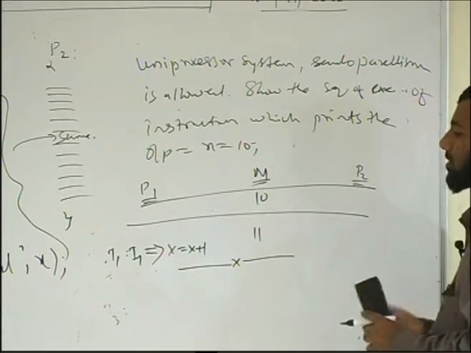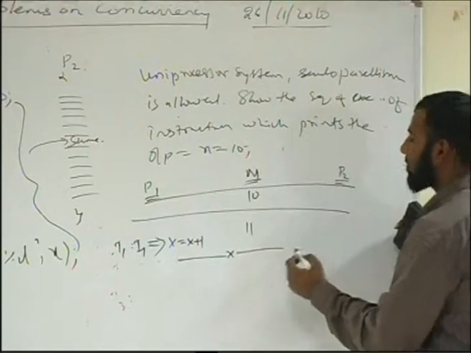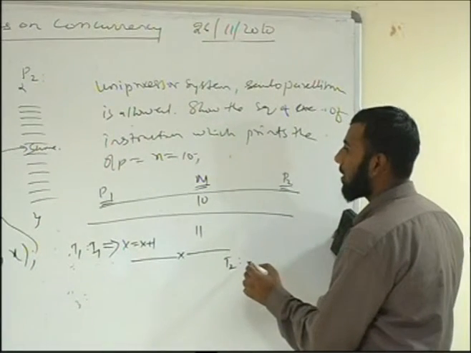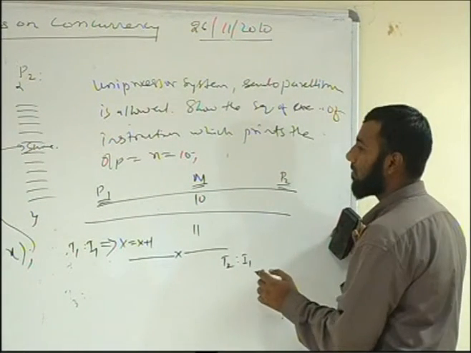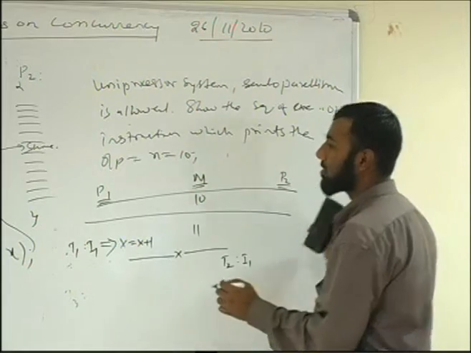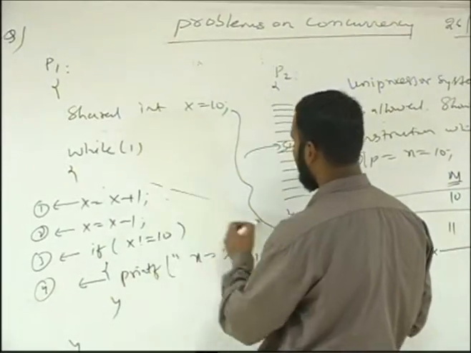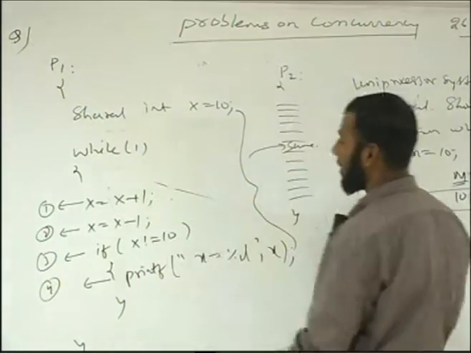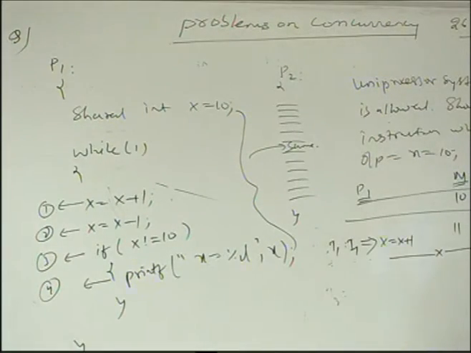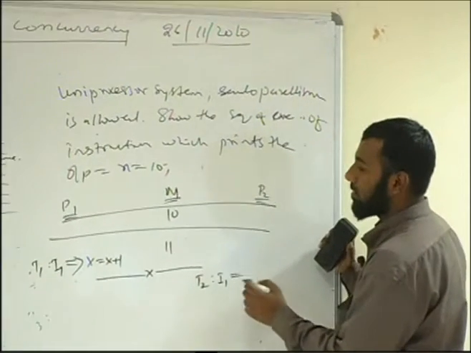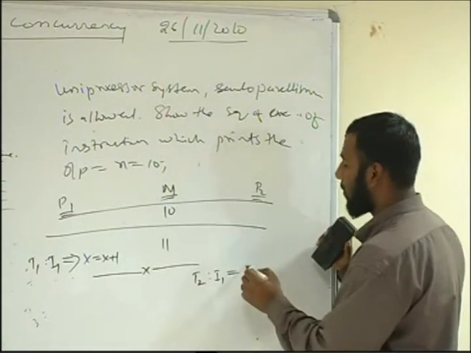When the interrupt comes, what happens? This process P2, at some time T2, will also execute instruction I1. When it executes instruction I1, this is actually our critical section. All the code which is acting on a shared resource is the critical section. So when I1 is executed, the value of x1 will be 12 here.